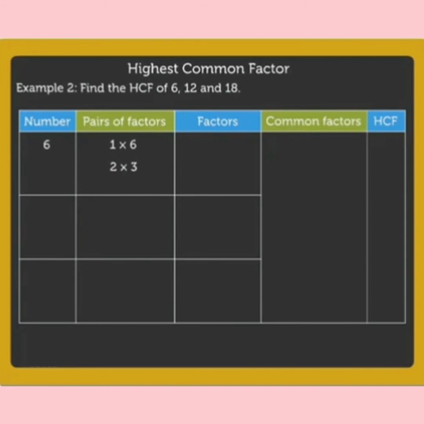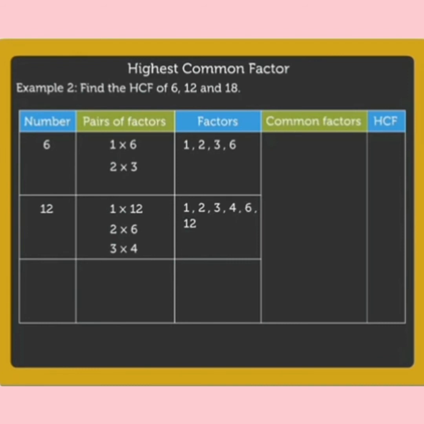Thus, the factors of 6 are 1, 2, 3 and 6. The pairs of factors of the number 12 are 1 into 12 is equal to 12, 2 into 6 is equal to 12, 3 into 4 is equal to 12. Thus, the factors of 12 are 1, 2, 3, 4, 6 and 12.